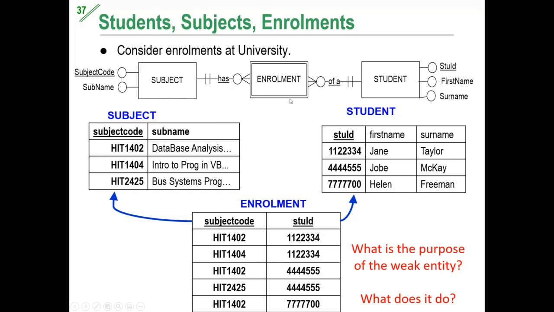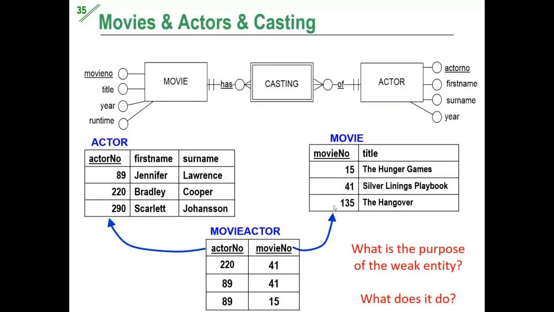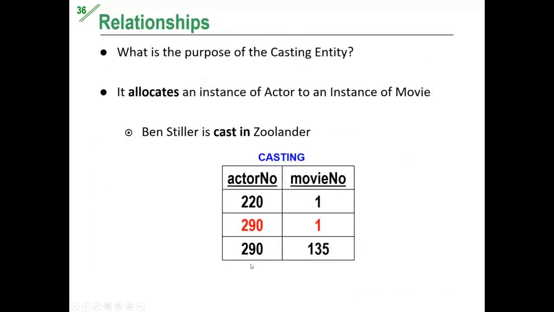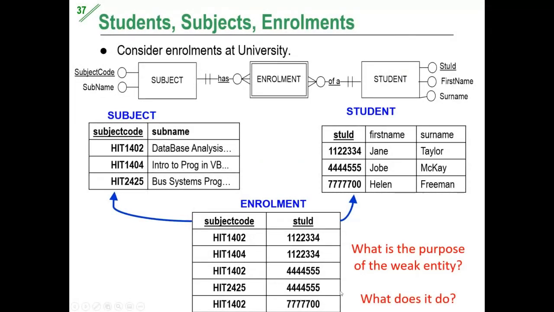So in the enrollment entity, what is the purpose of the enrollment entity? We are allocating subjects to different students, right? For example, in this case, you can see I have some sample data. We have a bunch of subjects and a bunch of students here. And here in the enrollment entity, we do the same thing as in the casting. In this case, I allocate students to different subjects, right?